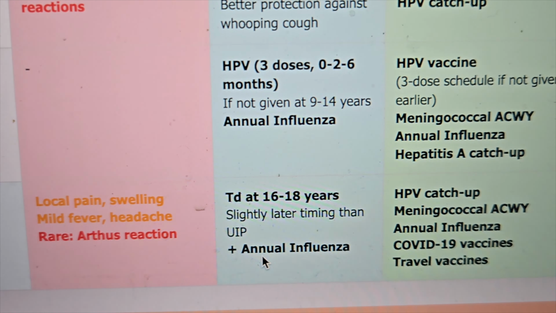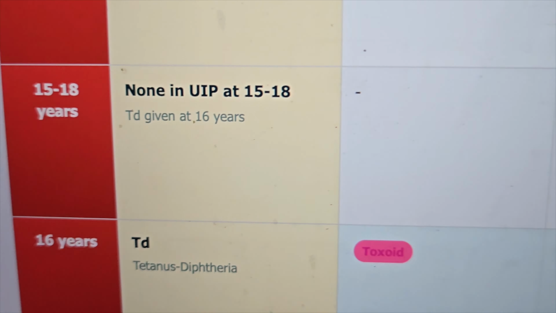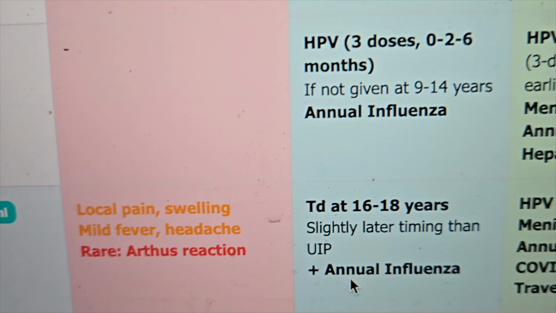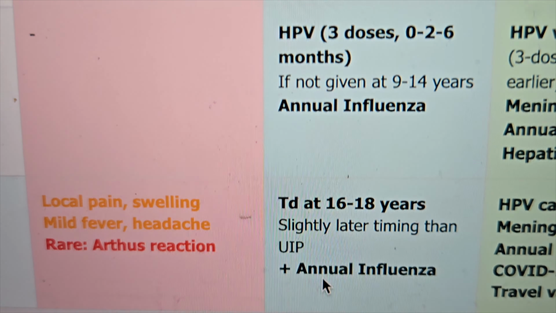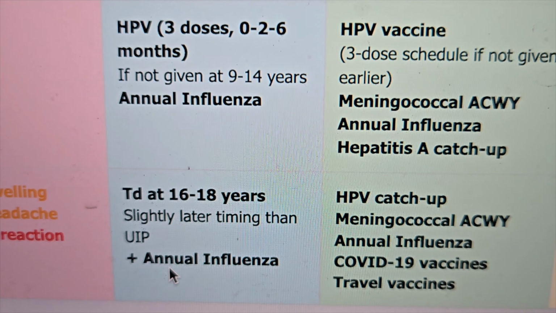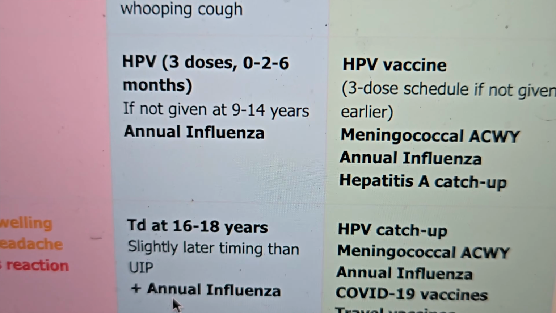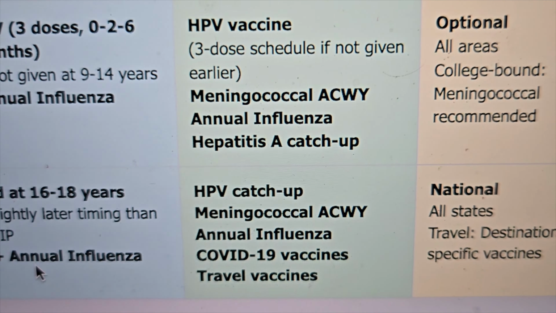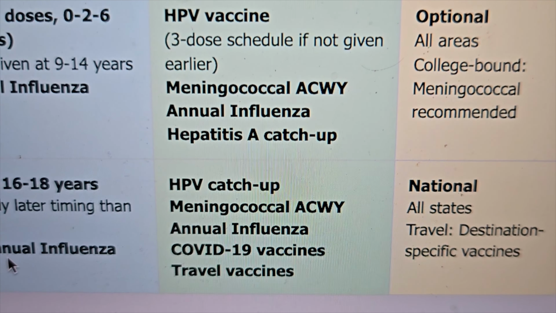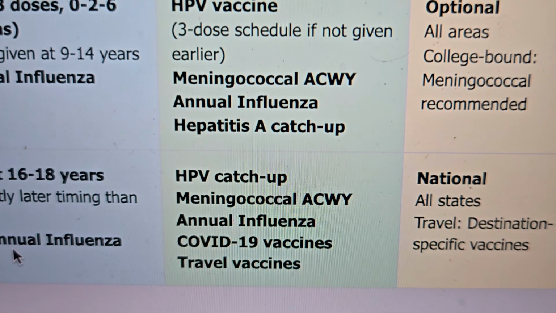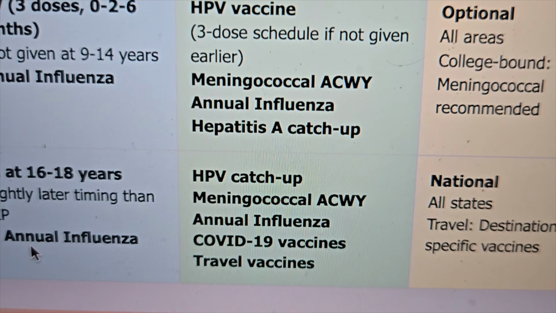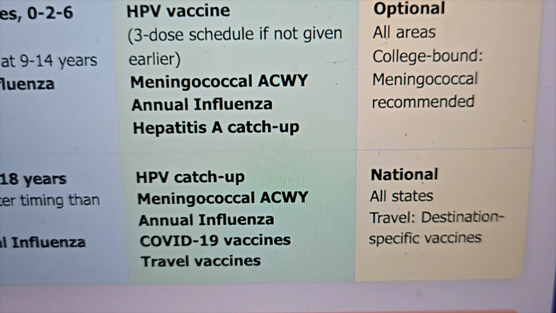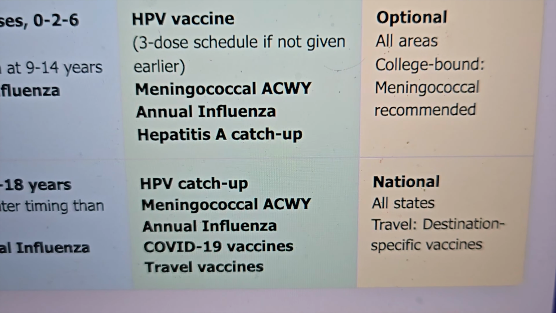So TT is given at 16 to 18 years. At 16 years, again we give tetanus diphtheria, TD, toxoid 0.5 ml, same things. Arthus reaction is a side effect of TD. Slightly later timing than the universal immunization program. TD is given a little later, plus annual influenza is given under the IAP schedule. So HPV catch-up vaccine can even be given now, at 16 years. Meningococcal vaccine, annual influenza, COVID-19 vaccine, travel vaccine, all these things are optional vaccines. So under the national program, at 16 years the schedule is complete.